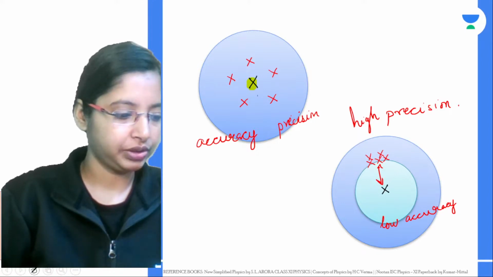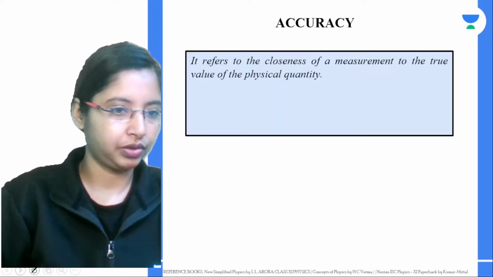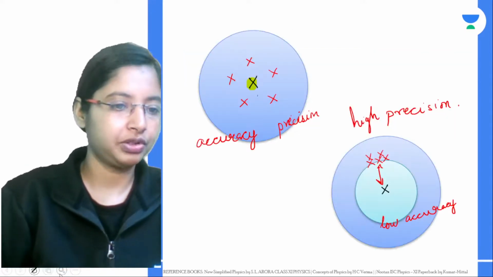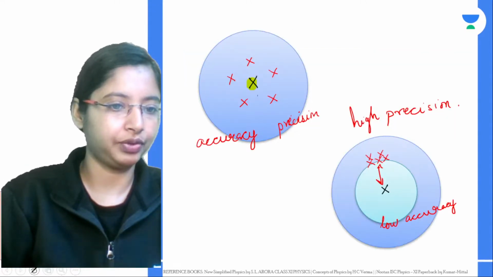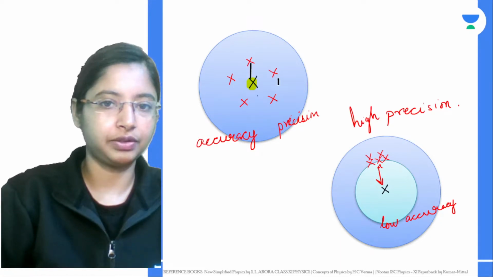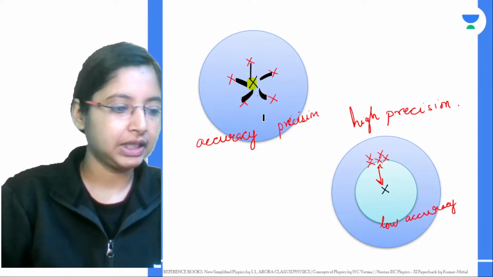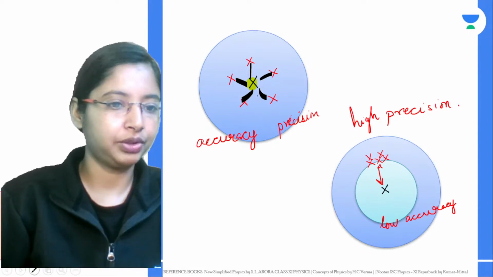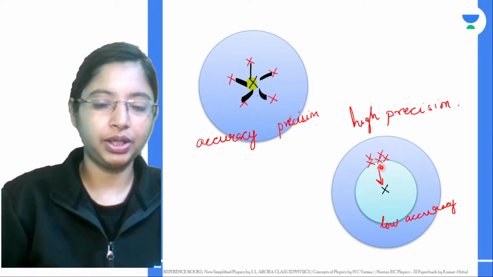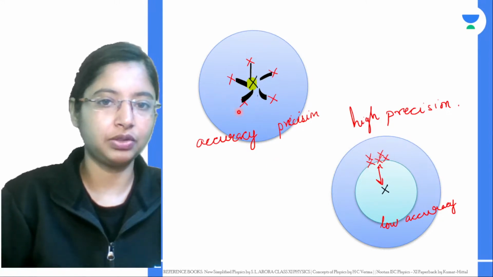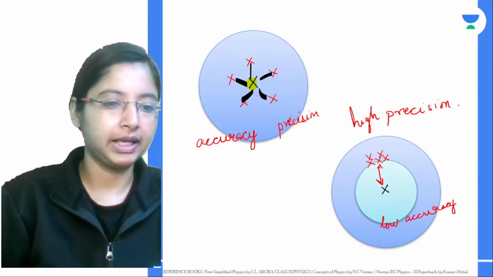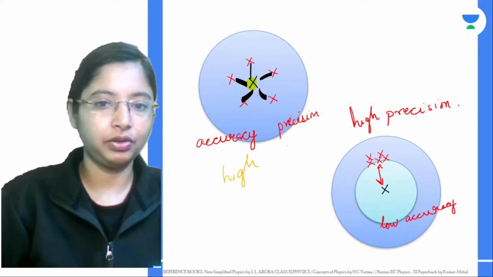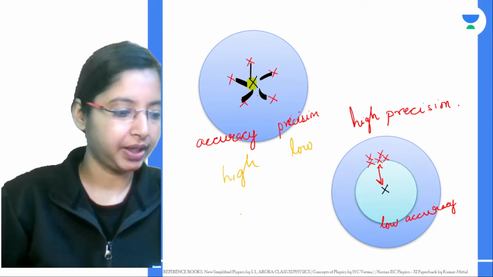Accuracy is how close the value is to the given value over here, right? Accuracy is how close it is to the exact value. So if you see, this is very close towards the target, so we can say accuracy is actually high. But what about precision? Precision is how close each value is to each other, right? So if you see over here, this one is really spread out. So this has a high accuracy, but if you're looking at precision, precision is actually low, right?